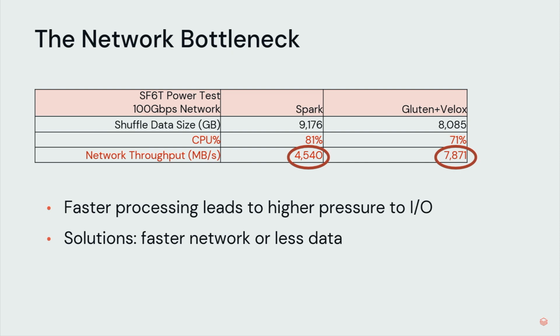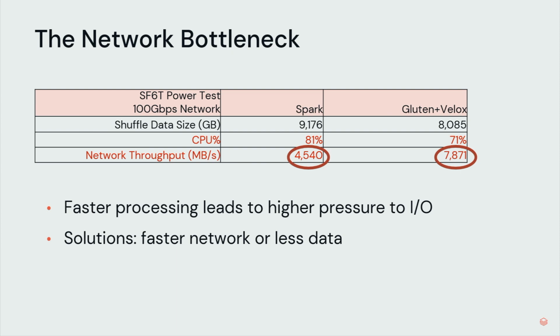It's because the columnar format is more friendly to the compression algorithm. For example, you have the line item key, and the key starts from 0, 1, 2, 3, just like that. It's very friendly to compression. So that's why, to shuffle the same data, the Gluten native implementation has less shuffle data.